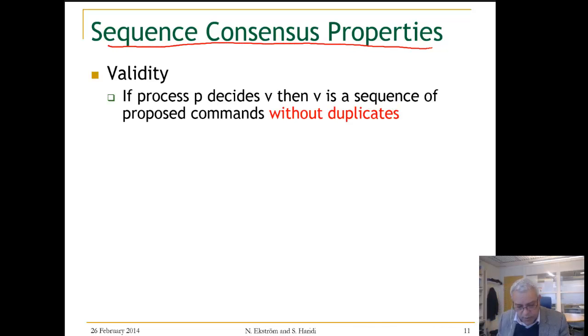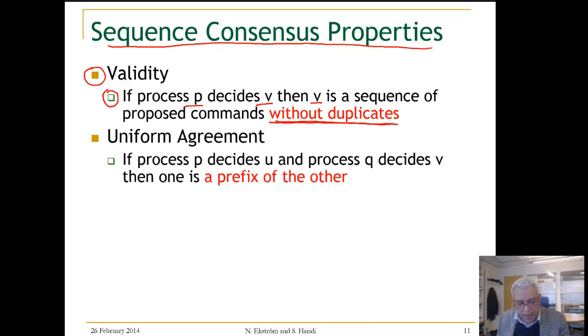And here is the point. So what is validity here? In sequence consensus, we are trying to agree on growing sequences. So the first property that we want is that if a process P decides a value V, and the value is a sequence, then V is a sequence of proposed commands without duplicates. That's a very important point. Without duplicates. Remember that.